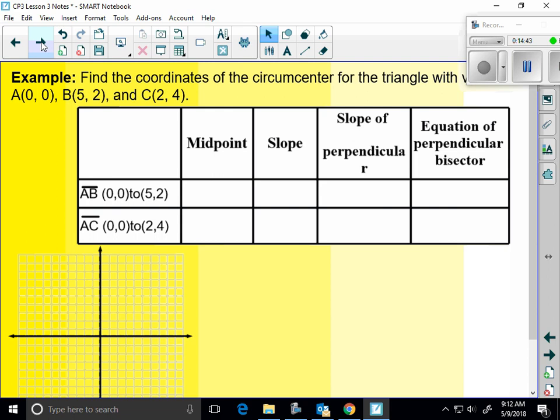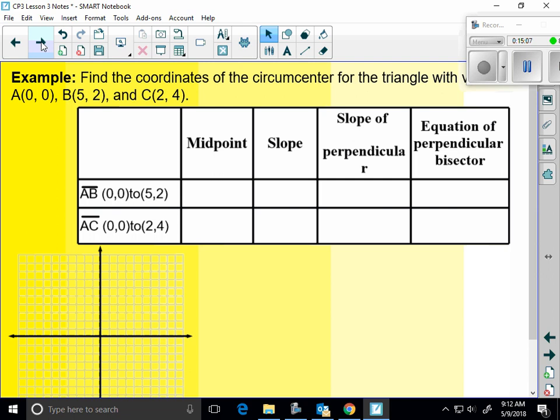Okay, so find the coordinates of the circumcenter for the triangle with these vertices. So you see how you got A to B here? 0, 0 to 5, 2. We're going to use those points for the things in that row. So the midpoint. What 2 points should I find the midpoint of? Those two.